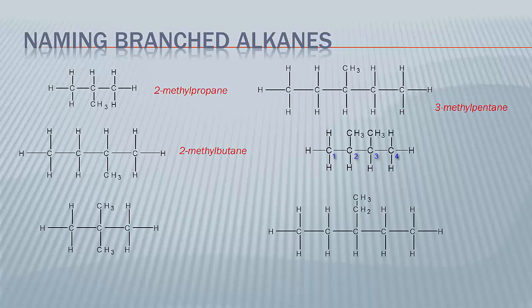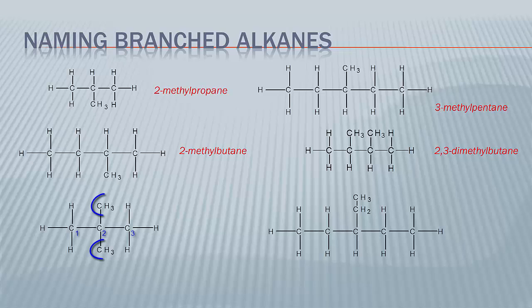The next molecule has 4 carbons in a line, so its parent chain is butane. There are 2 methyl groups on this molecule, here and here, so we need a prefix di to show the 2 methyl groups. 1 methyl group's on carbon 2 and 1 is on carbon 3. So this molecule is 2,3-dimethylbutane. The next molecule has a parent chain of propane.